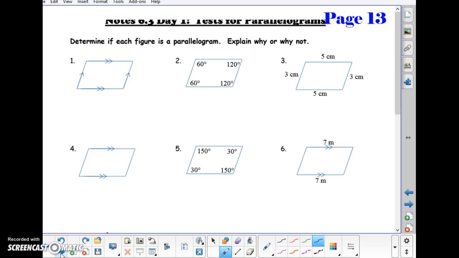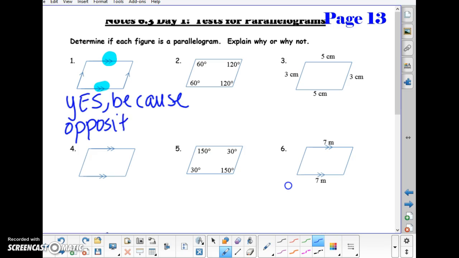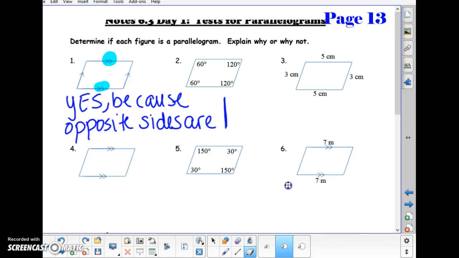For example, look at problem number 1. I like that I see opposite sides marked parallel. Yes, that's one of the properties of parallelograms, is opposite sides are parallel. So, yes, this is going to be a parallelogram because opposite sides are parallel. And I don't really feel like writing the word parallel, so I'm going to use the parallel symbol. Hopefully you can get yours to work out real nicely. Remember, they're real close parallel lines.